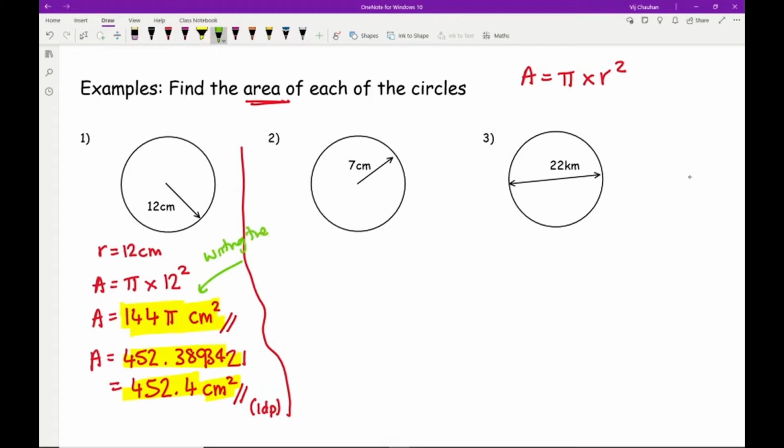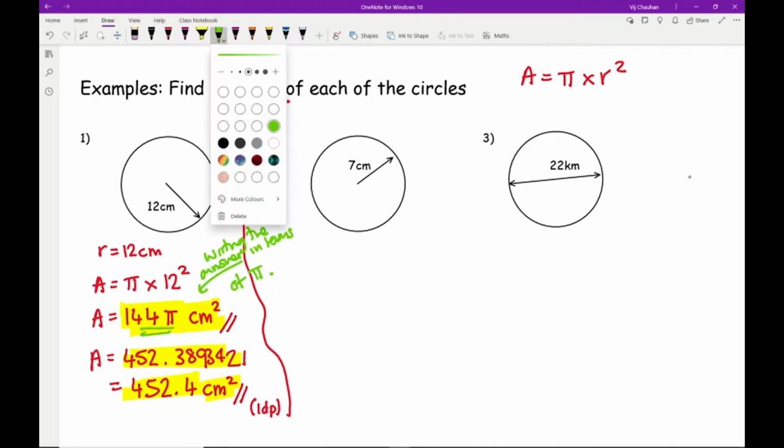the answer in terms of pi, because obviously no one's expecting you to multiply a number by 3.14157, so we can just use this as our answer in terms of pi. So moving on to question 2, and let's choose a less chunkier pen.